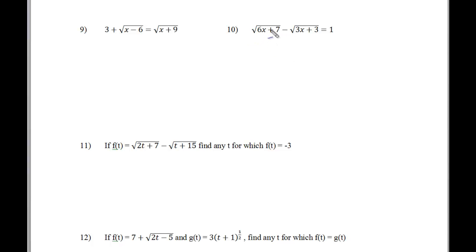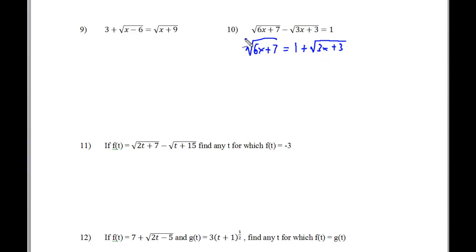Now, the way that this is set up is not to our liking. We have to get a radical on both sides of the equal sign. So I'm going to move this second term to the right-hand side. So this becomes the square root of 6x plus 7 is equal to 1 plus the square root of 3x plus 3.